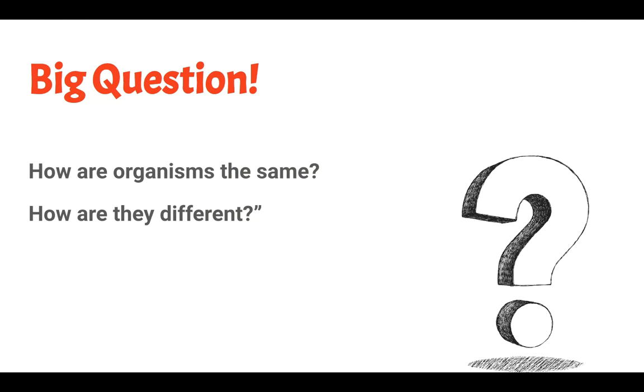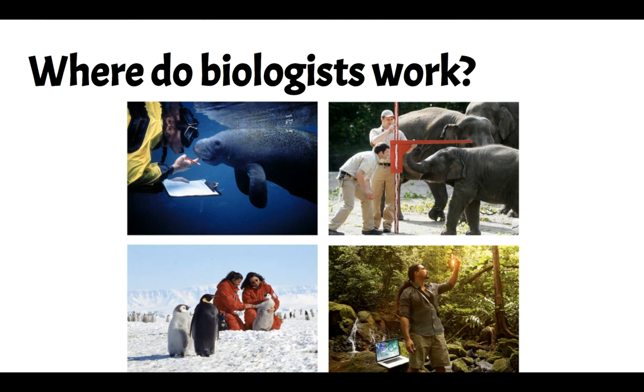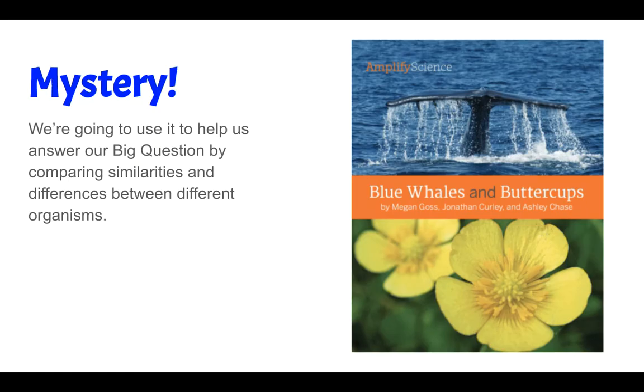So, our big question still is: how are organisms the same and how are they different? We've seen a couple of different things looking at those owls and humans and plants, and we're going to be learning more about how they are the same and how they are different. We learned that biologists study different organisms, which are different living things, and they work in different places all around the world where animals are. We're going to use the book Blue Whales and Buttercups to help us answer our big question by comparing similarities in different organisms. The authors of this book are Megan Gross, Jonathan Curley, and Ashley Chase. This is a reference book, which means it is nonfiction. The things in this book are facts that other scientists have learned and shared with us. In this book, we're going to be figuring out different traits and variations using this text.